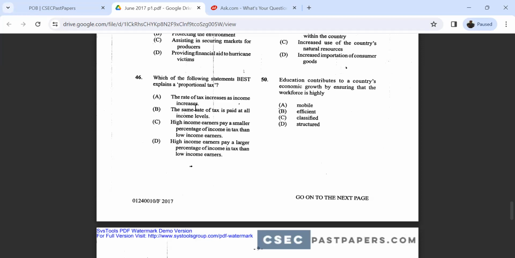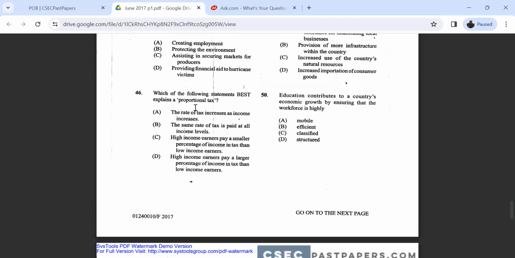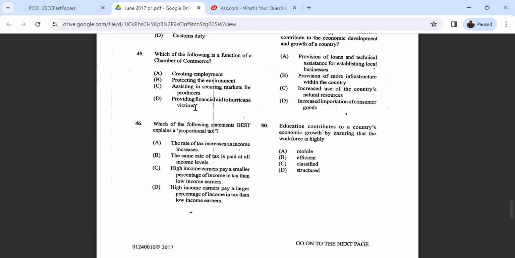So you make $7 a month, you're paying 10% tax. I make $5 million a month, I pay 10% tax. Somebody else makes $3,000 a month, they pay 10% tax. That's what proportional tax means, right?